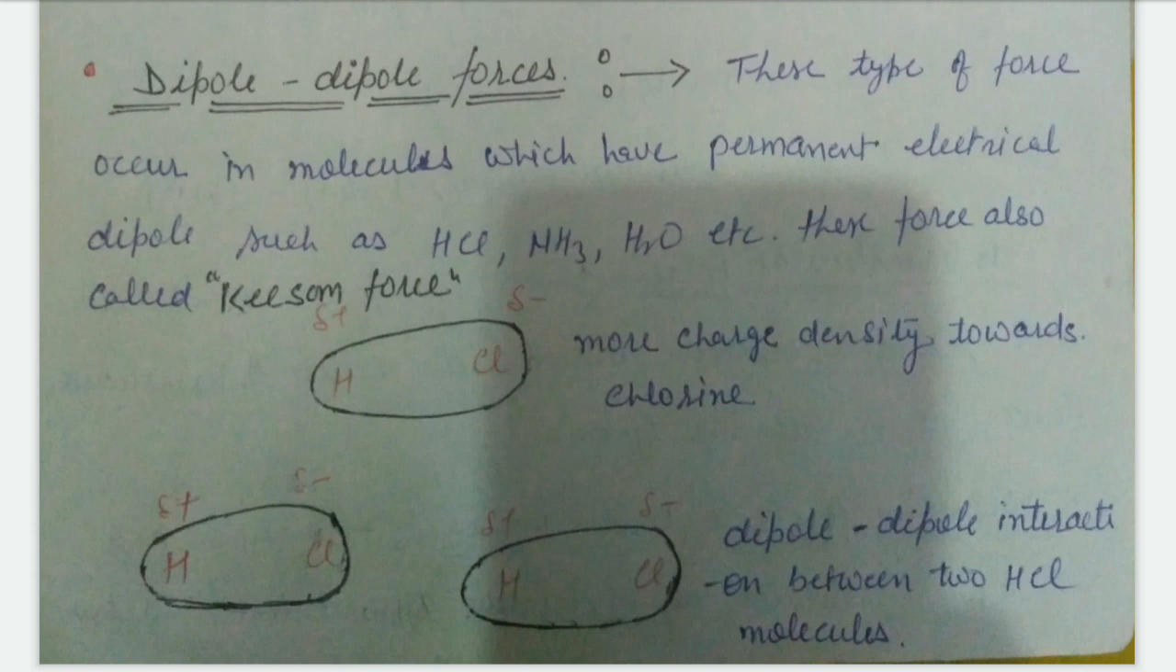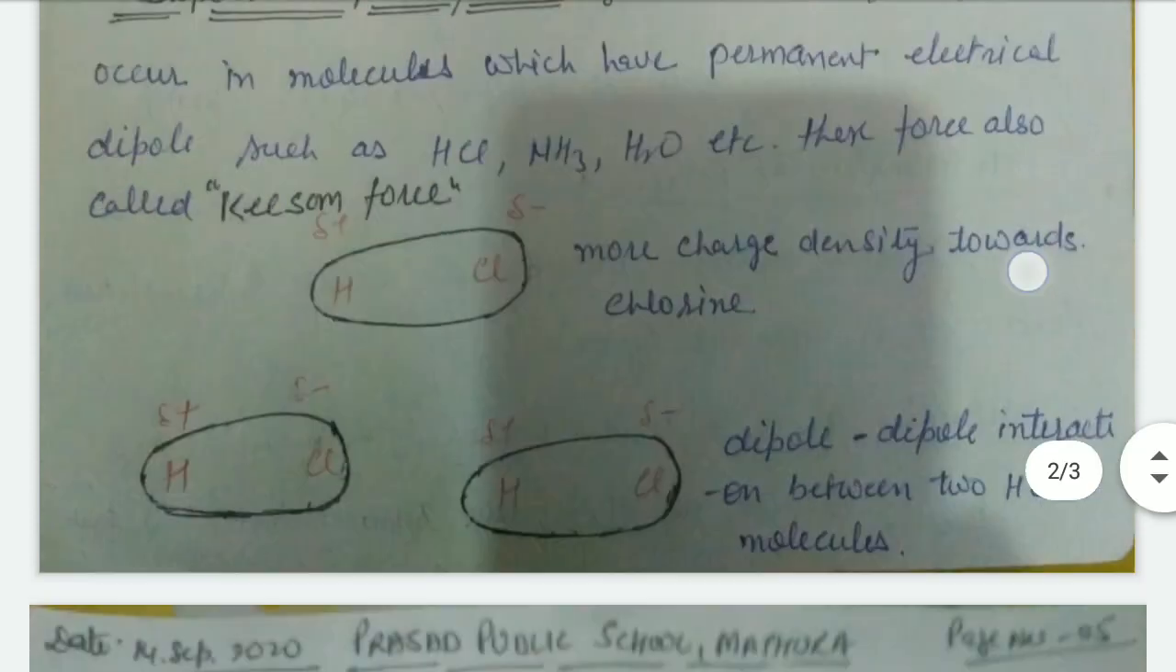Hydrogen is electropositive and chlorine is an electronegative element. Chlorine is more electronegative than hydrogen. Therefore, chlorine has a partial negative charge. On the other hand, hydrogen has a partial positive charge. When another molecule of HCl comes close, the partial negative charge of Cl and the partial positive charge of hydrogen attract each other, right? And they come closer. This is called the dipole-dipole force.